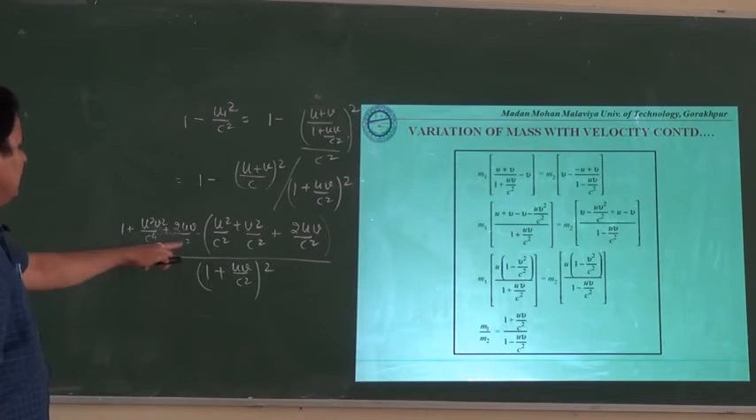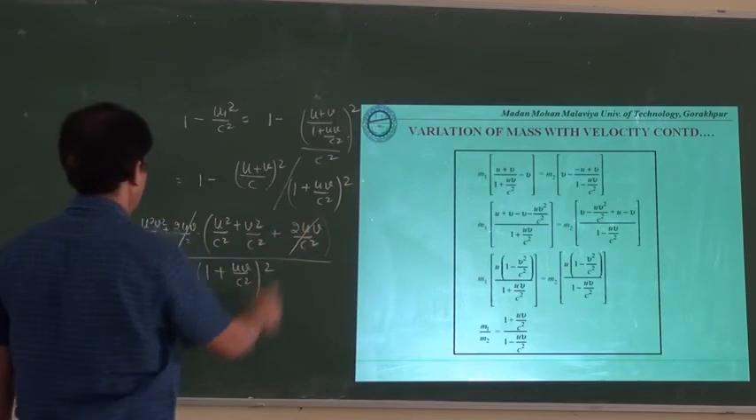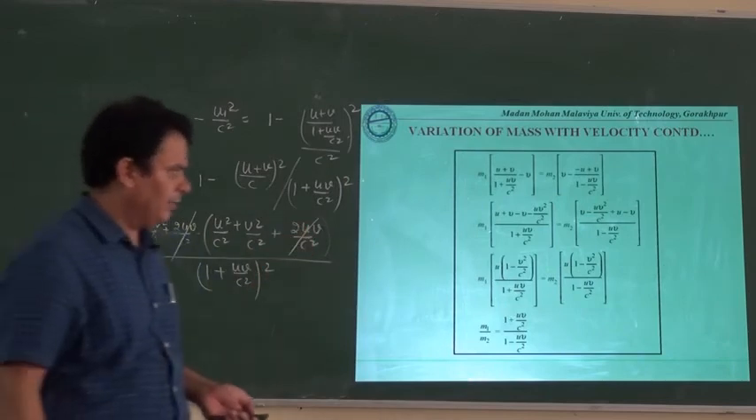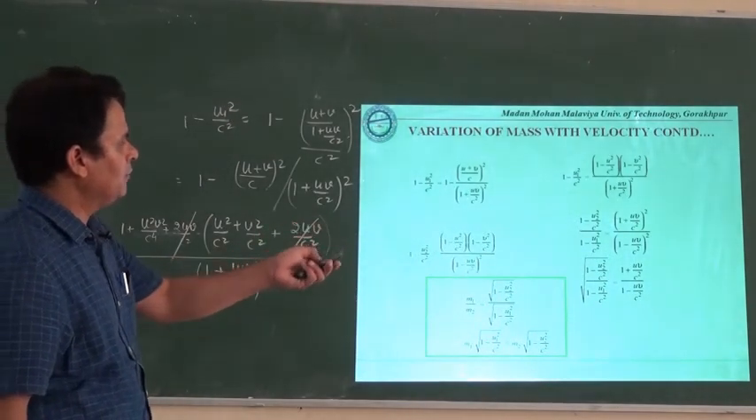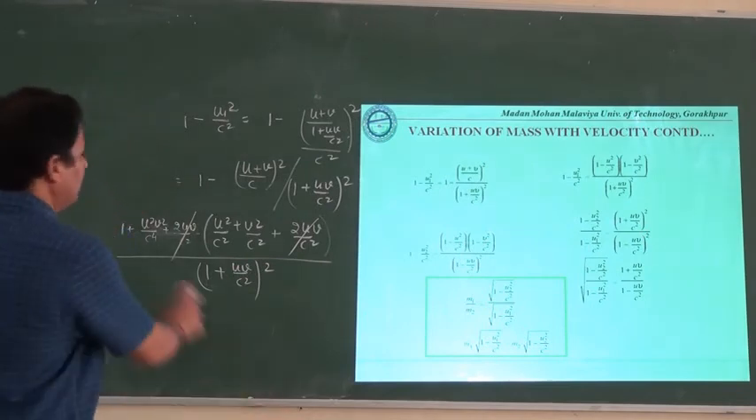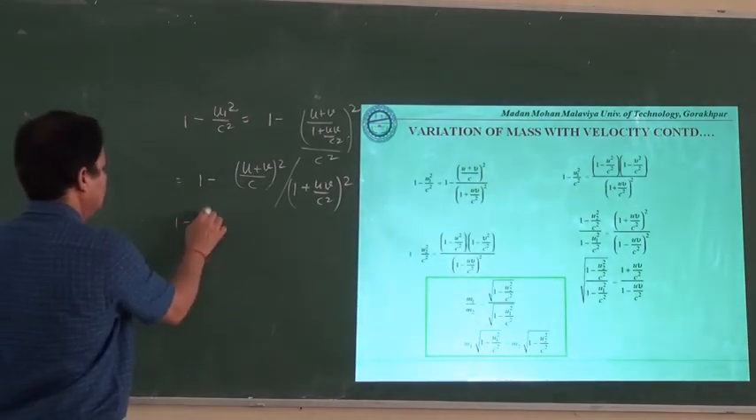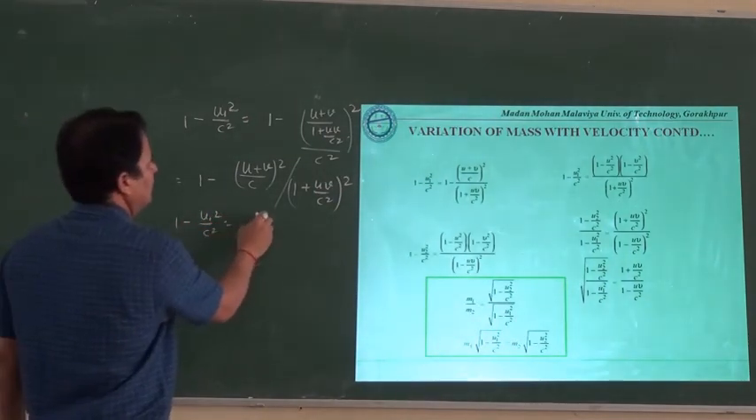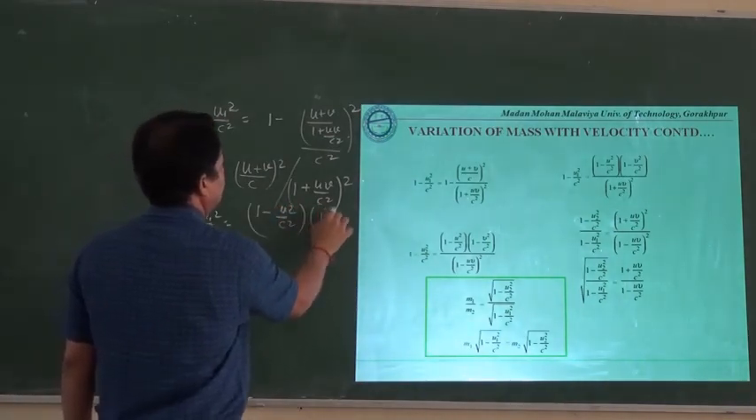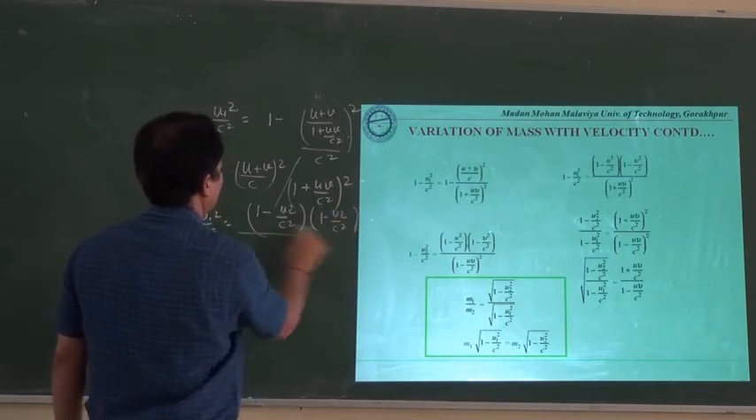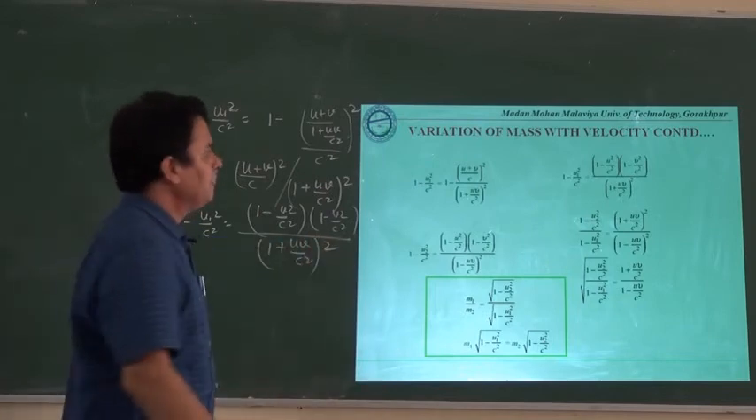And when you open the bracket, you will see here 2uv upon c square, they will cancel out, and by taking the suitable terms common, you will see this form: 1 minus u1 square upon c square. This will be equal to 1 minus u square upon c square, and here 1 minus v square upon c square. The whole is divided by 1 plus uv upon c square whole square. This will be the expression.